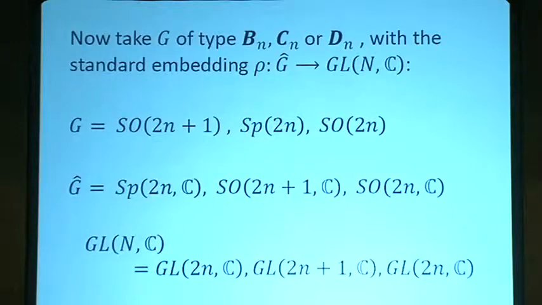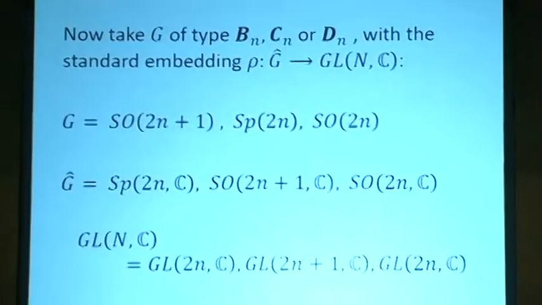So remember, what I'm going to be doing is to take these other groups of type Bn, Cn, and Dn. G hat is a matrix group in each case, and in each case G hat comes with a natural embedding into GLN C. I recall that G is odd orthogonal, symplectic, even orthogonal, and then G hat is symplectic, odd orthogonal, and even orthogonal complex groups. And then capital N, the one that receives the embedding of these L groups, is going to be GL2N C in this case, GL2N plus 1 C in this case, and GL2N C in this case. So I'm going to take the standard embedding rho of G hat into GLN C.